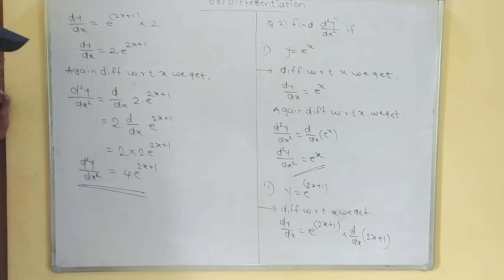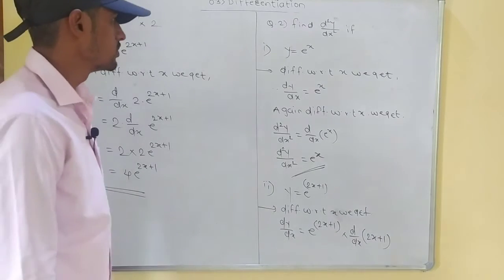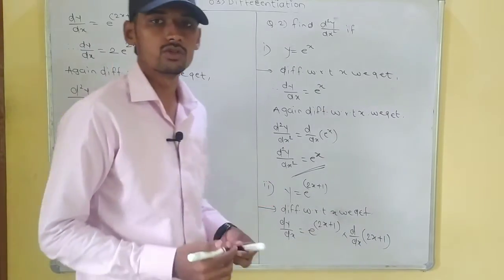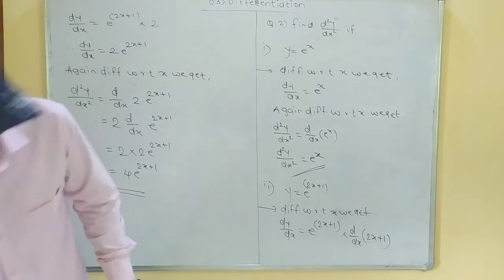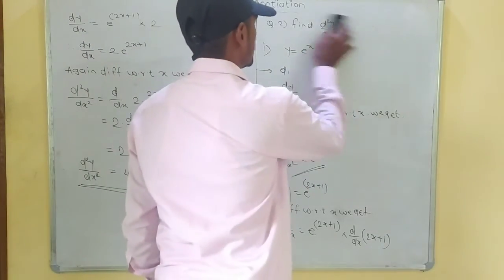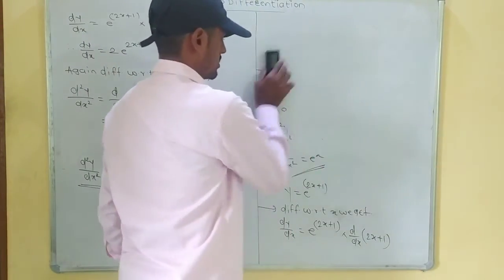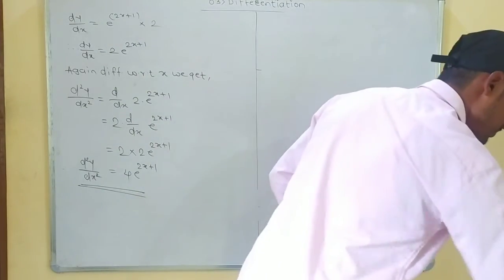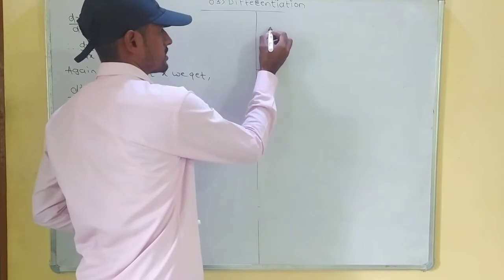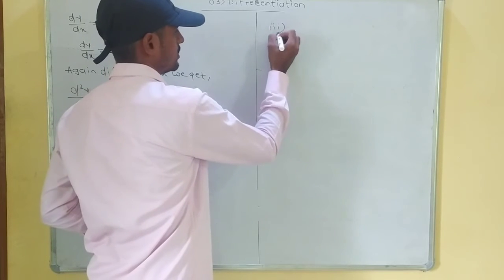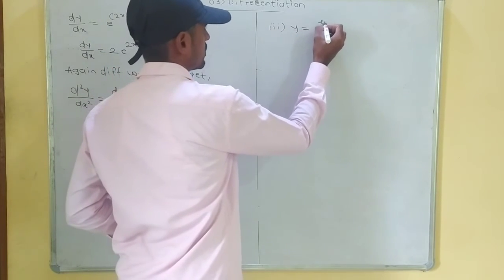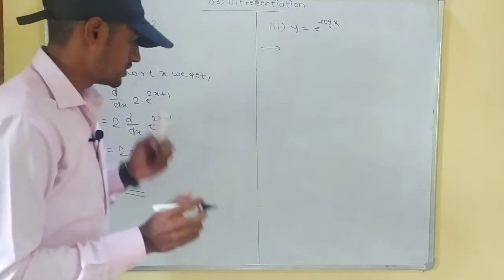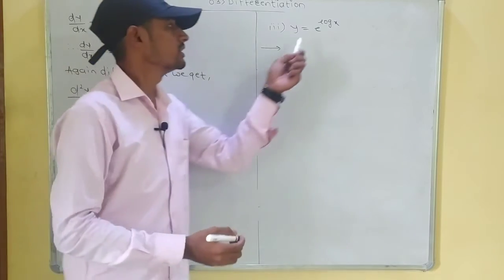So this is the final double order derivative of the given function y is equal to e to the power 2x plus 1. And the last one, the third question, is y is equal to e to the power log x. We know the derivative of e to the power log x.